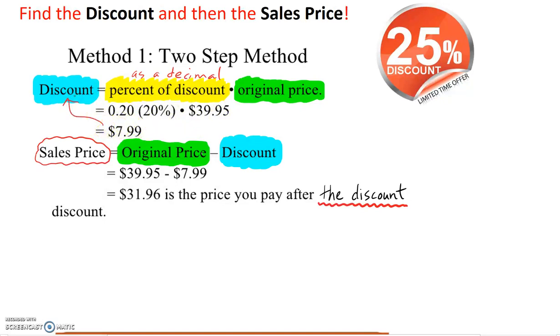The discount is $7.99. So to find the actual sales price, we'll take the original price, which was $39.95, minus the discount, which is $7.99. That's what they did here. And this will give us our final sales price. So there we go, you just have to follow this formula. Make sure you're using the right numbers all the way through the problem.